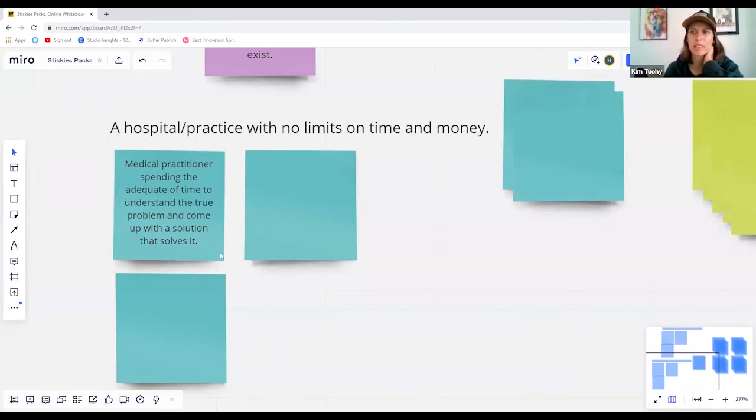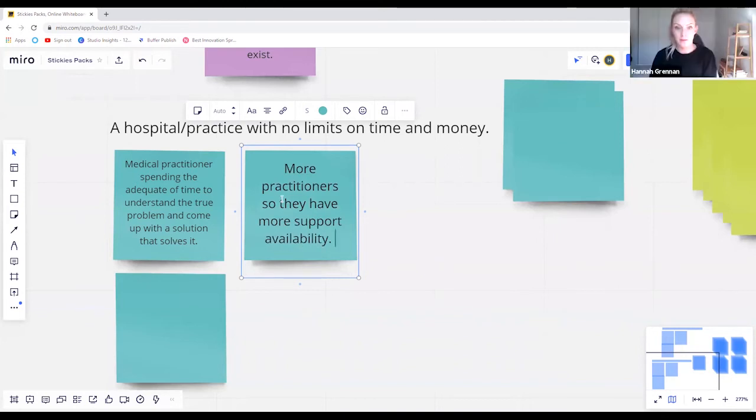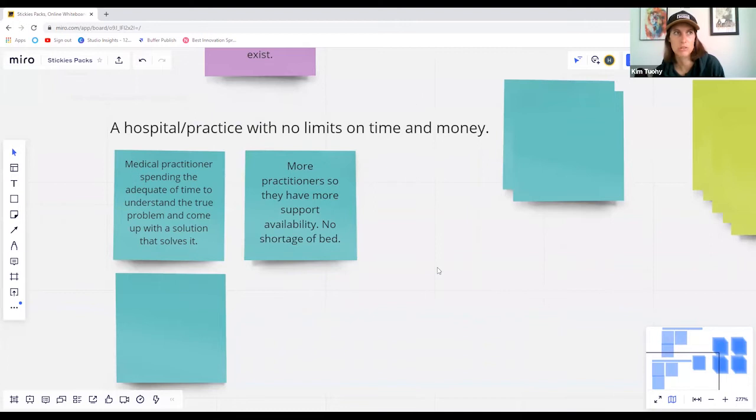There'd be more practitioners. At the moment, they'd just be able to have more GPs and more nurses available, and there wouldn't be a shortage of beds and appointments and stuff like that. So there'd be enough resources to support the demand of the world. Very cool.